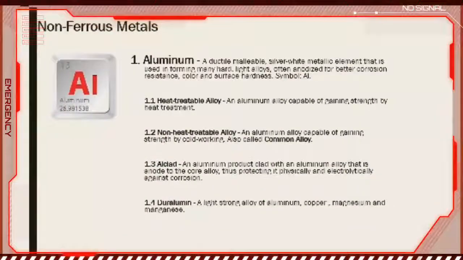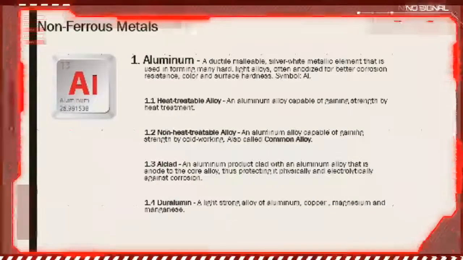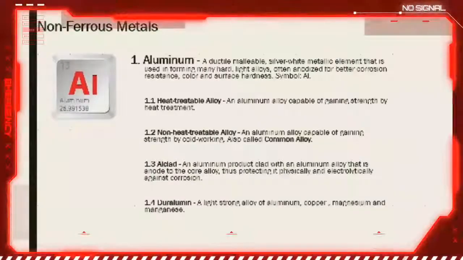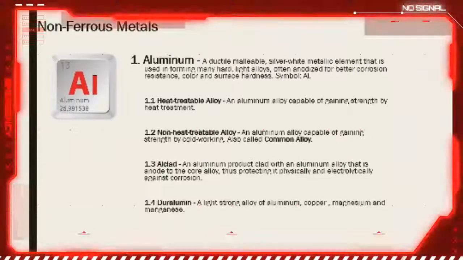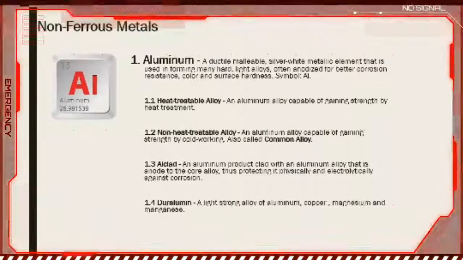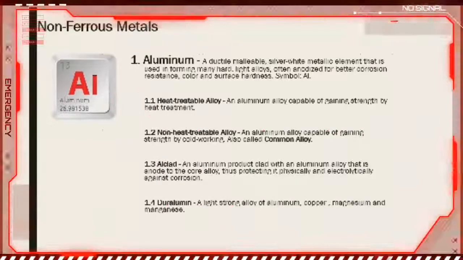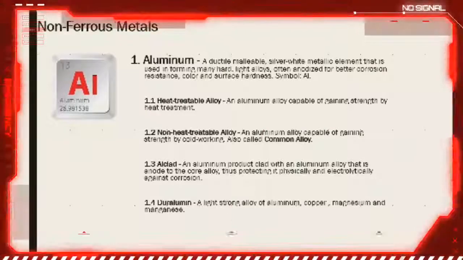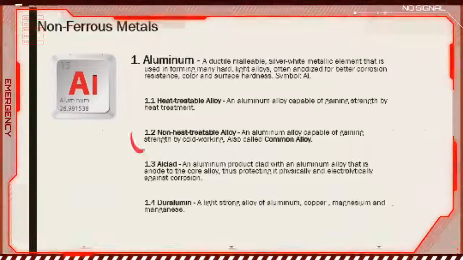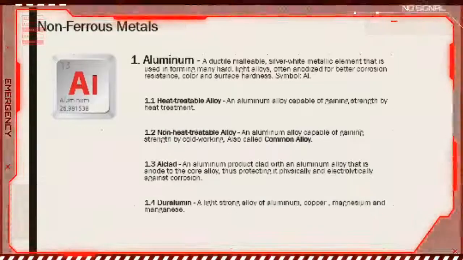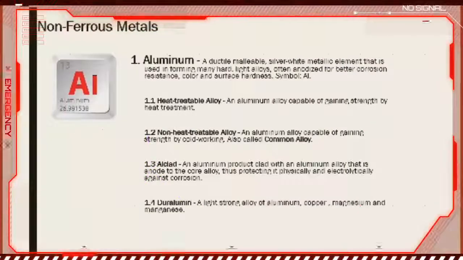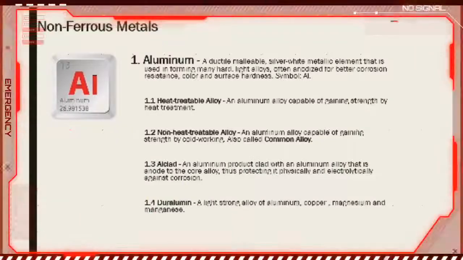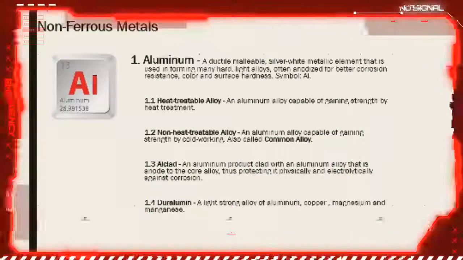Now let's talk about non-ferrous metal. First is aluminum, a ductile, malleable, silver-white metallic element that is used in forming many hard, light alloys, often anodized for better corrosion resistance, color, and surface hardness. The symbol is Al. Under aluminum is heat-treatable alloy, an aluminum alloy capable of gaining strength by heat treatment. Non-heat treatable alloy, an aluminum alloy capable of gaining strength by cold working, also called common alloy. Alclad, duralumin, a light strong alloy of aluminum, copper, magnesium, and manganese.